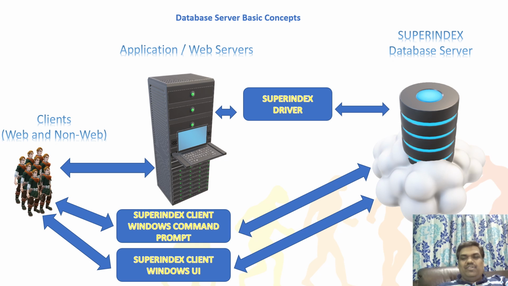Okay, now we will connect all our elements in the real-time world. This is a SuperIndex DB's model, but usually if you go to any databases, this will be pretty much equal. Application server, web server, they need to connect to the database server. That connection mechanism, in the Java world, we call JDBC, Java Database Connectivity.